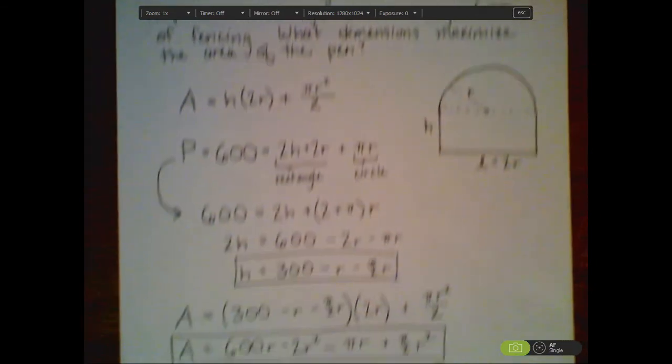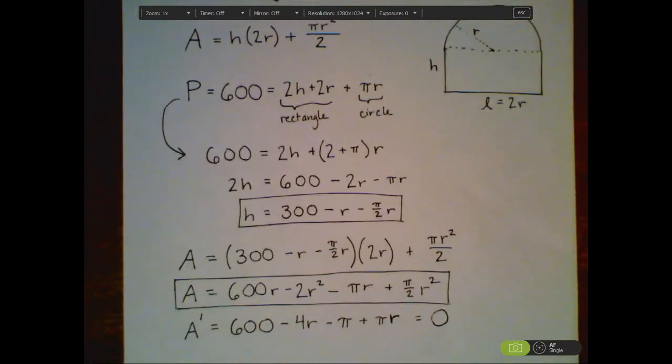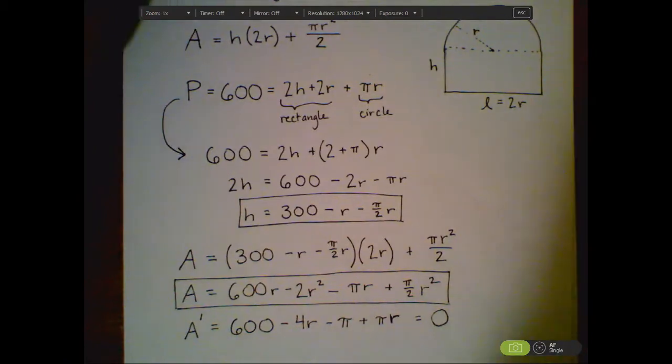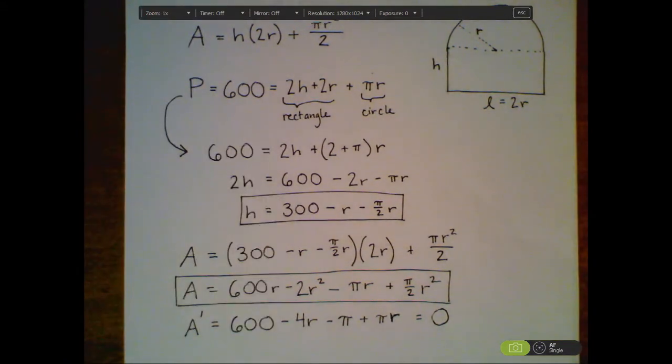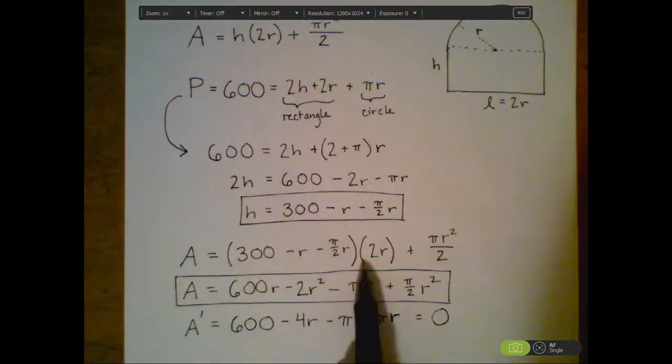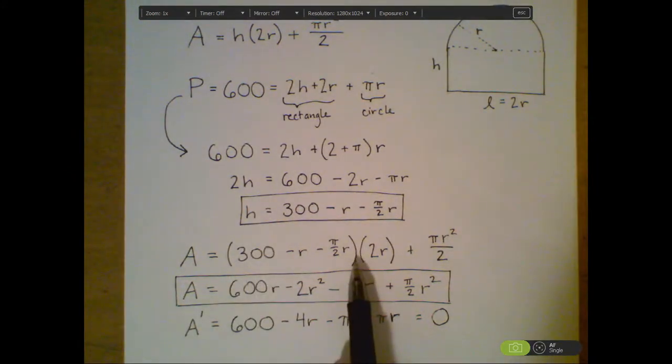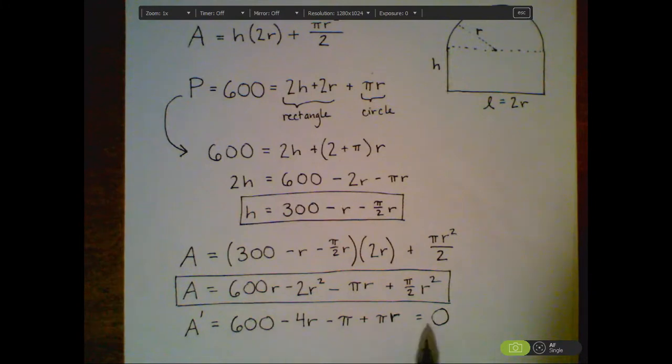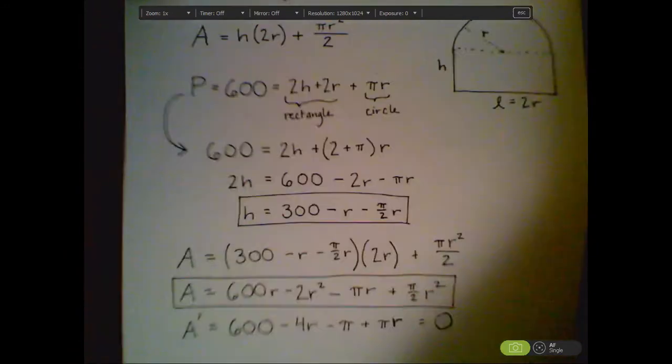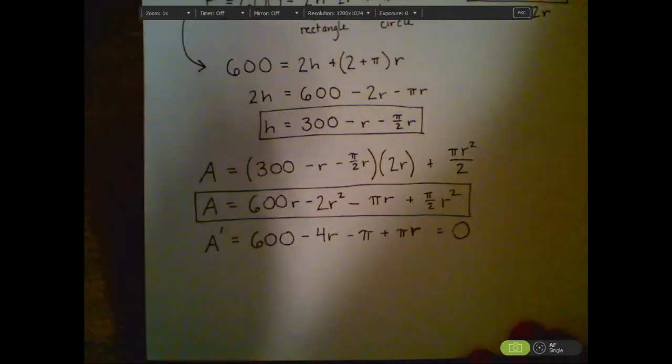We get our derivative, we set it equal to 0, and now I'm going to try to solve for r. Oh dear. I missed all of that work because I was lazy and sloppy. I took my h, I plugged it in to my area function. Now I took the derivative and I'm setting it equal to 0. I'm setting it equal to 0 to find my critical point. So let's solve for r that makes this equal to 0.